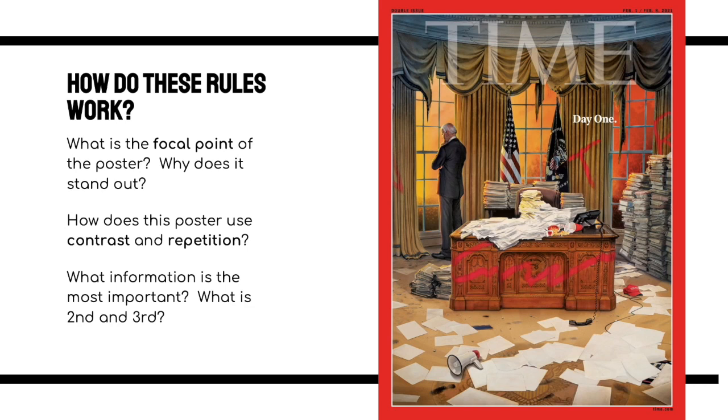Here's one last example from Time Magazine from January of this year. The text in this image is very minimal, yet the artist still uses a hierarchy of information. They have a focal point. They use contrast and repetition. Take a minute, pause your video, and see if you can find out how the graphic designer did it.